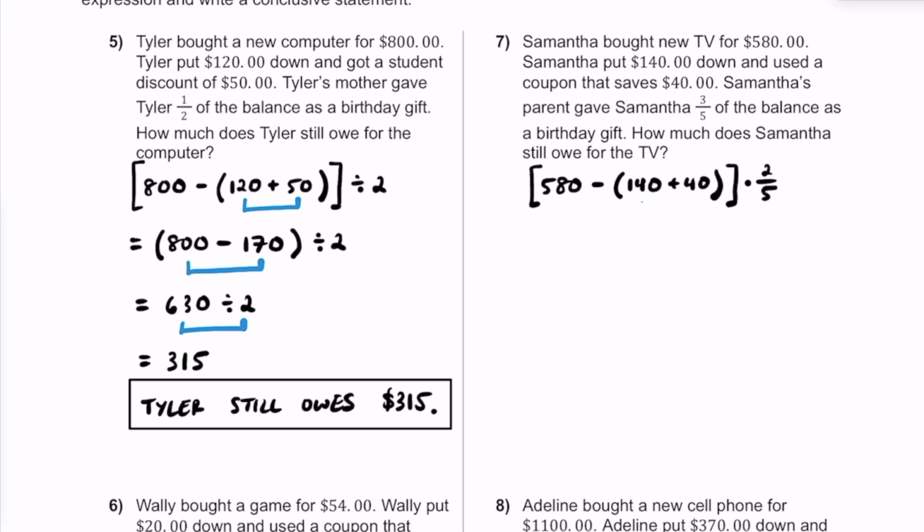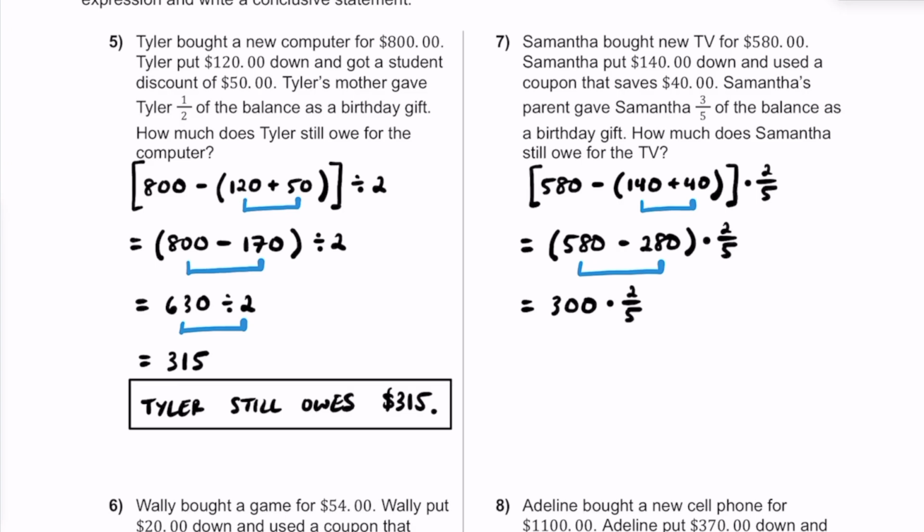So let's go ahead and evaluate this thing. Let's add 140 plus 40. If we do that, we're subtracting 280 from this 580. 280 was already taken care of, and then we'll take 2/5 of that afterwards. So 580 minus 280. The TV was 580, but 280 is already taken care of, so we're looking at 300 left.